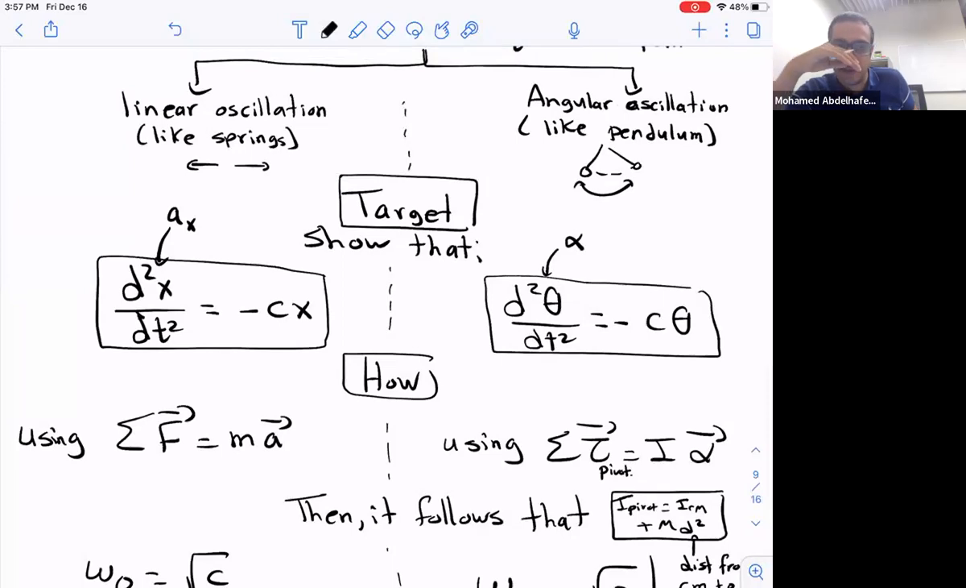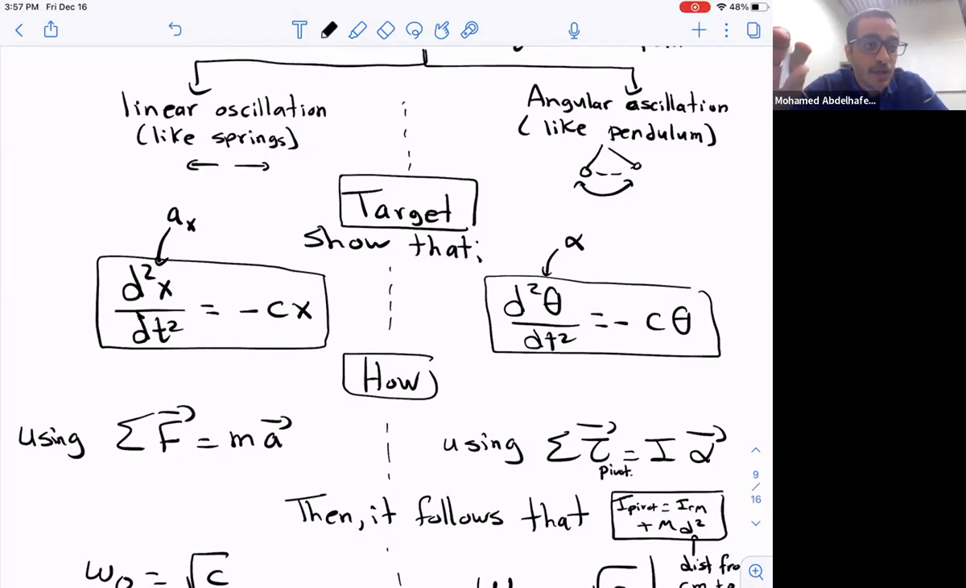Yeah, minus Kx is fine. You can use minus Kx. But you need to simplify your whole analysis to show that it exactly simplifies into minus some constant times x, or minus some constant times theta if you're doing a pendulum. So that's it. Harmonic motion is like this. In a dynamics problem, if you're doing linear oscillation, F equals MA. If you're doing angular oscillation, it's torque equals I alpha. And then simplify, and show that it's just minus a constant times the position or the angle.